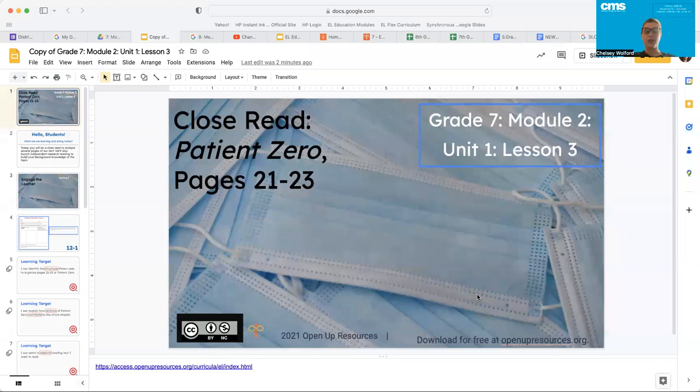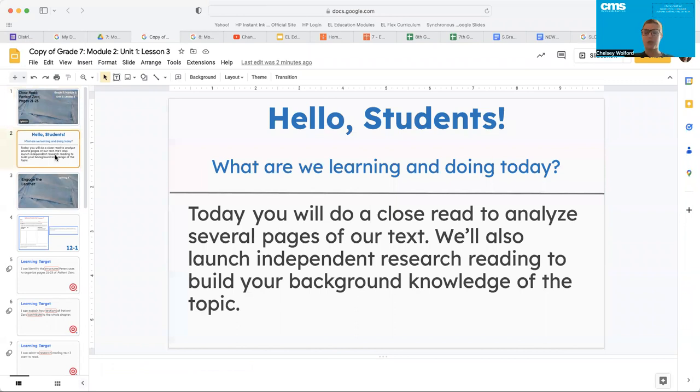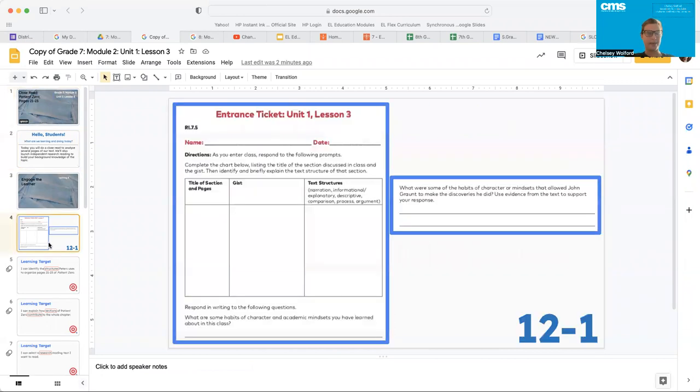All right, seventh grade, we are back today with lesson 3. So today we're going to do a close read of pages 21 through 23. We're also going to start building your background knowledge of the topic.